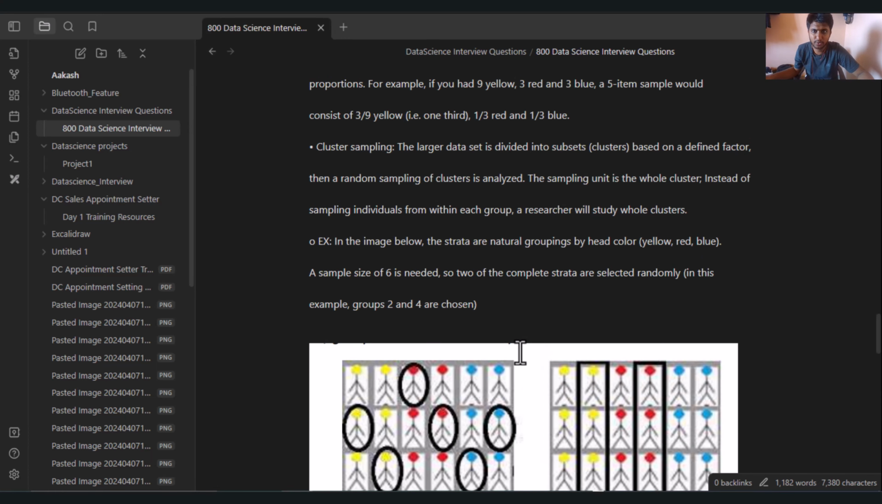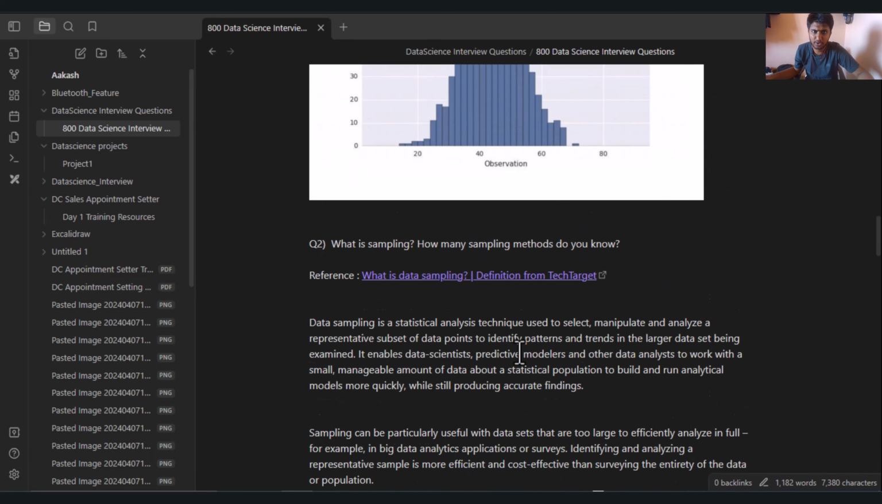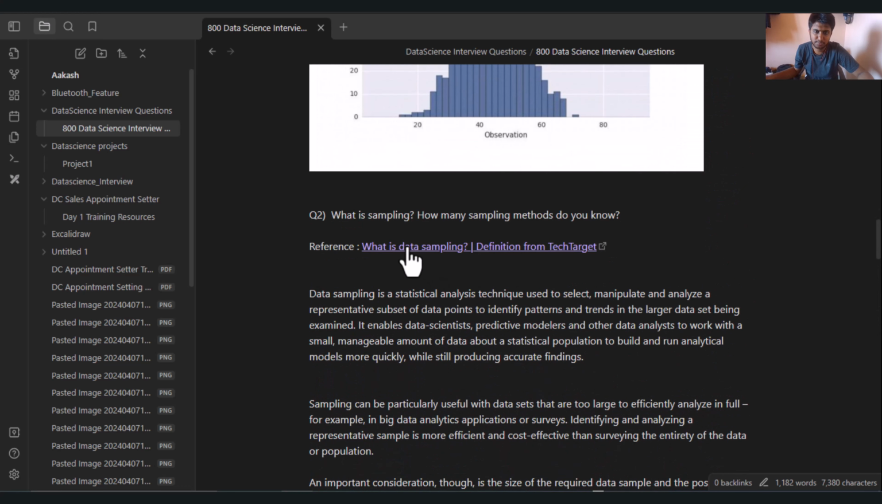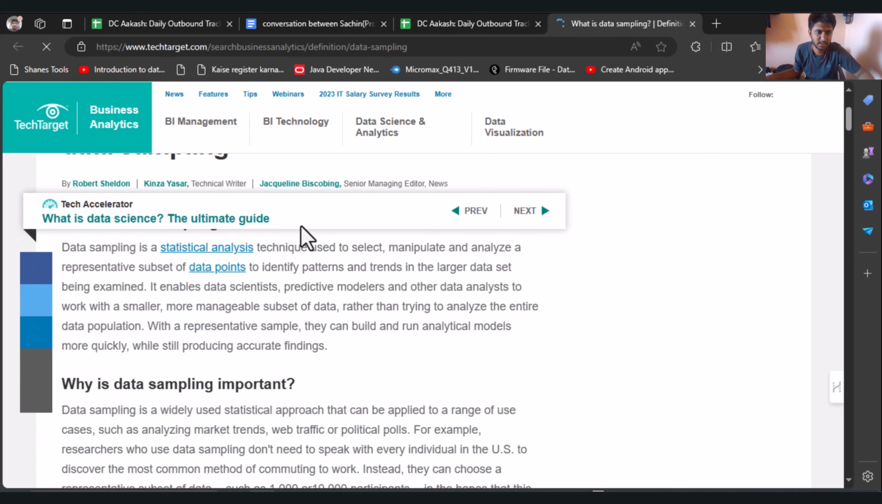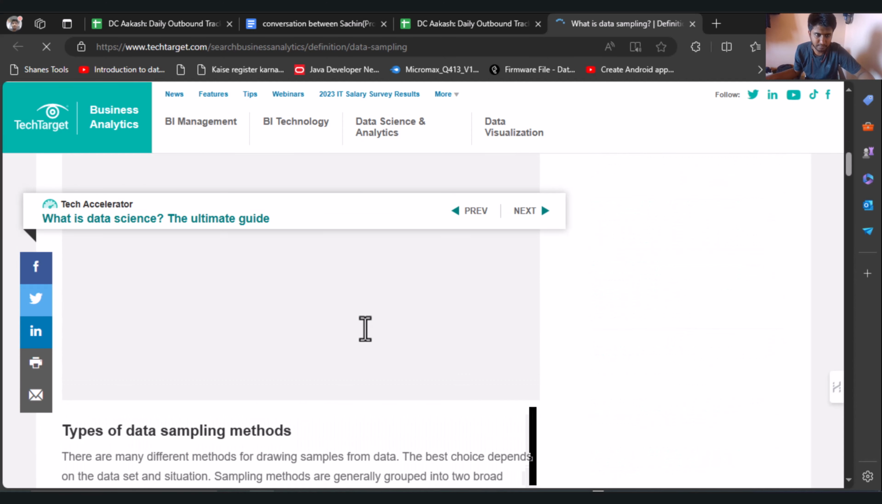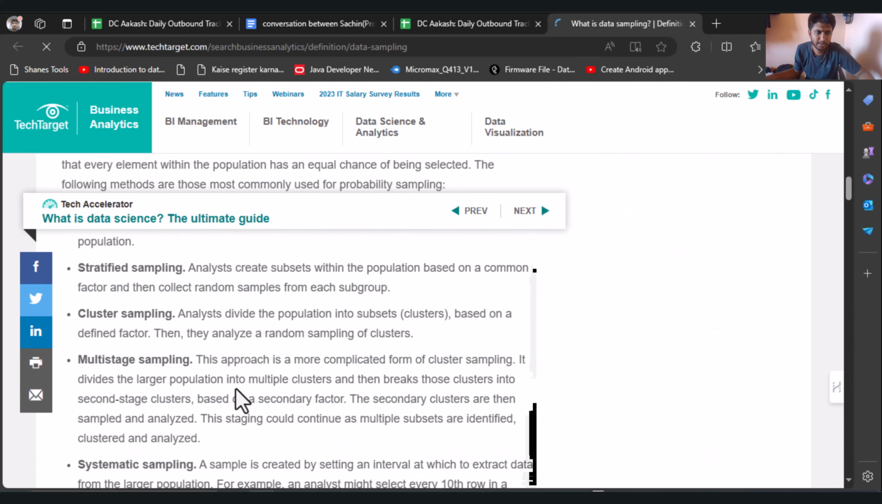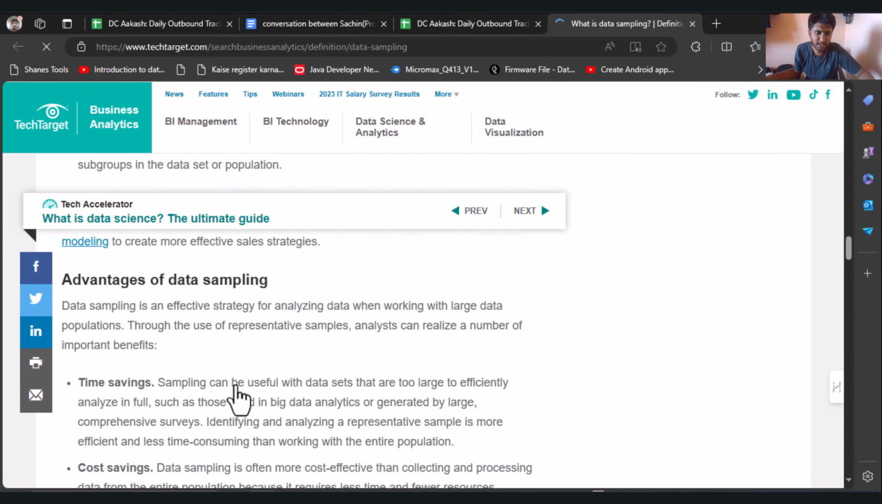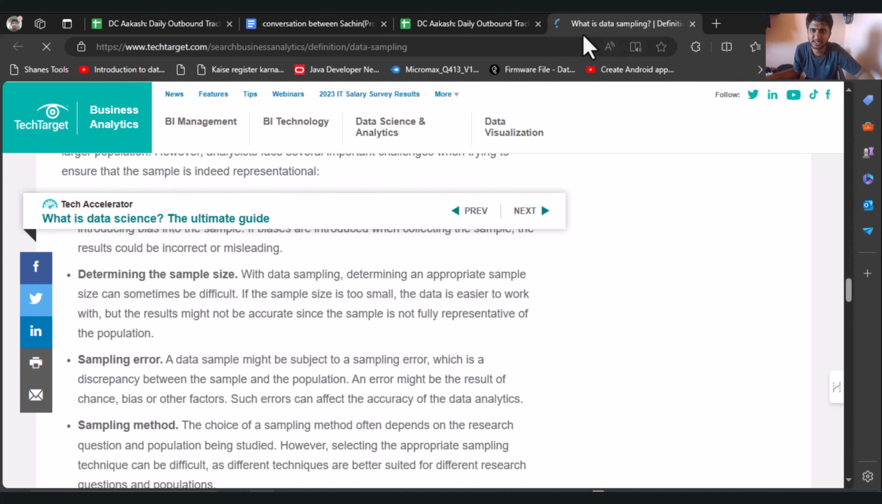So what you can do is, if you have not, just go through this particular blog article, folks. This is a great resource which I found, called what is data sampling. It talks about that a lot, the number of types of sampling and most of their characteristics basically.